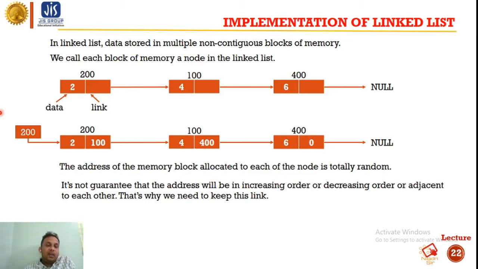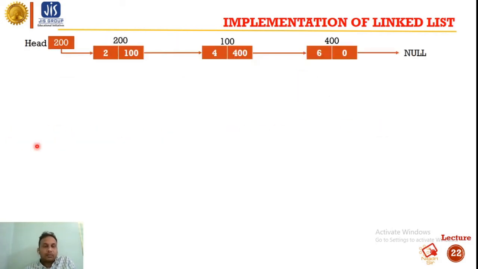So this is the head of the linked list. The head basically stores the address of the first node. If we get the address of the first node, we can easily go to all the nodes. So this is the complete linked list.